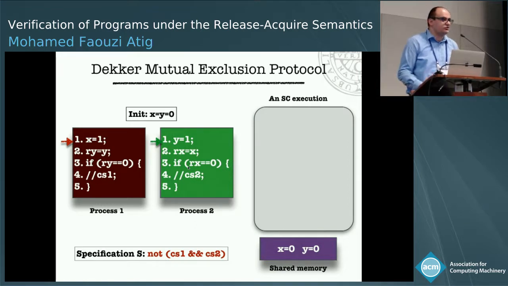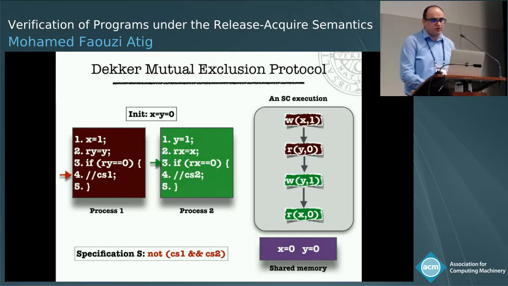Now under this sequential consistency semantics, or SC semantics, we can see that one of these processes will succeed in setting either X to 1 or Y to 1, and therefore he will block the other process from entering his critical section. So this is an example of a run where the first process will set X to 1, then will read the value of Y equal to 0, and therefore he can start executing his critical section. And then the second process will set Y to 1, but he will not be able to read that X is equal to 0, and therefore this mutual exclusion property is preserved for this program.